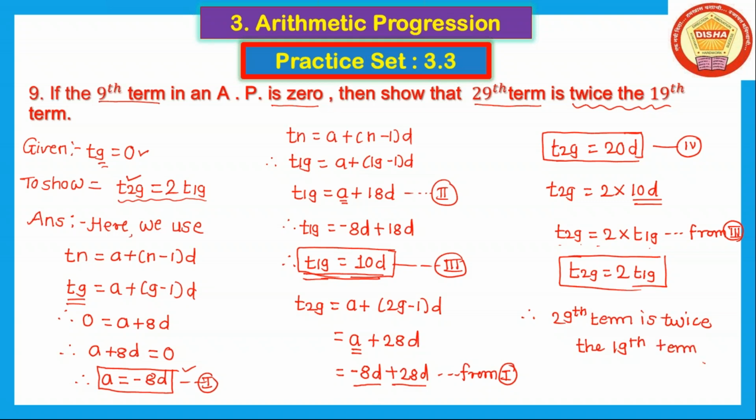See, just like questions are asked in question number 3 for 3 marks. 9th term is given 0. 29th term is twice of 19th term. We have to show here by taking the help of the formula, that is Tn is equal to a plus n minus 1 into d. And here we completed practice set 3.3.